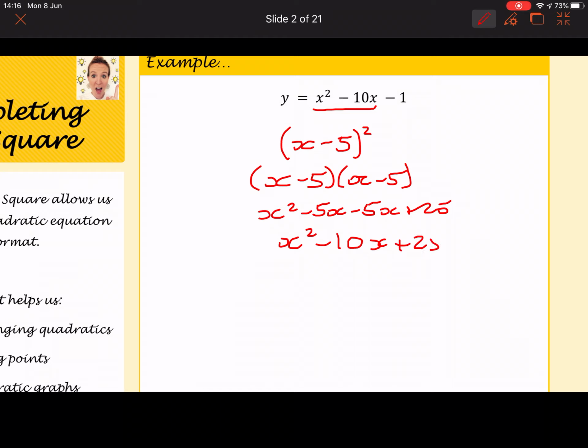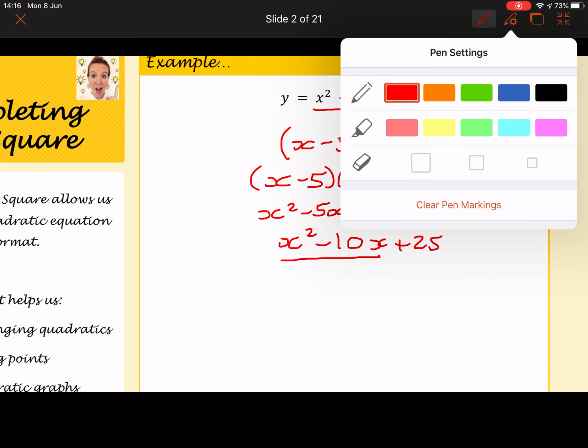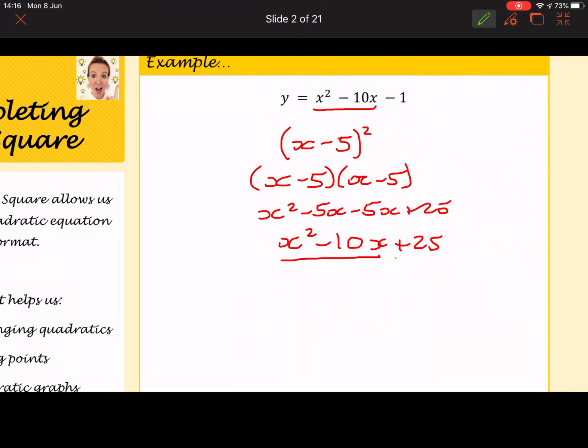Look at those first 2 terms, x squared minus 10x, x squared minus 10x. So doing that, taking the x's off both of those terms and dividing that 10x by 2, gives us a bracket that when we expand it, we get those 2 terms. But you'll also notice we got plus 25 at the end here. And in our question, we wanted minus 1.